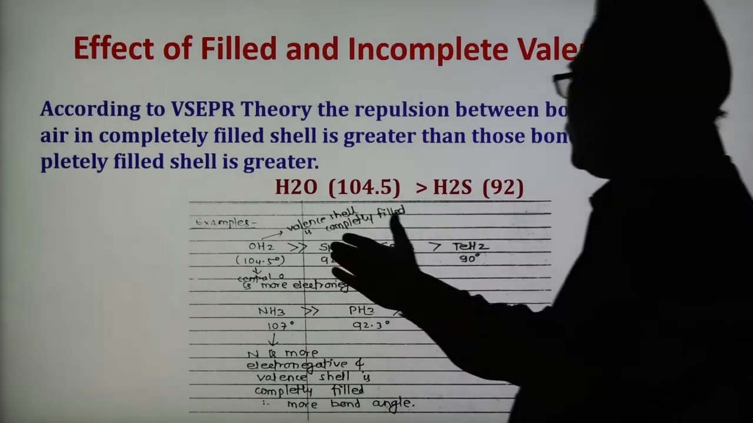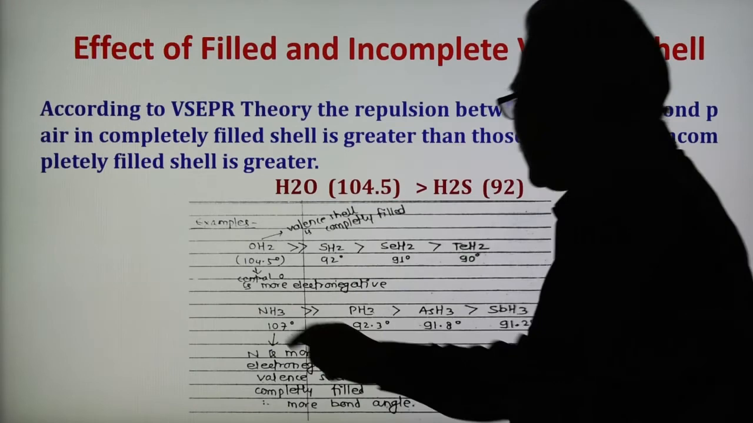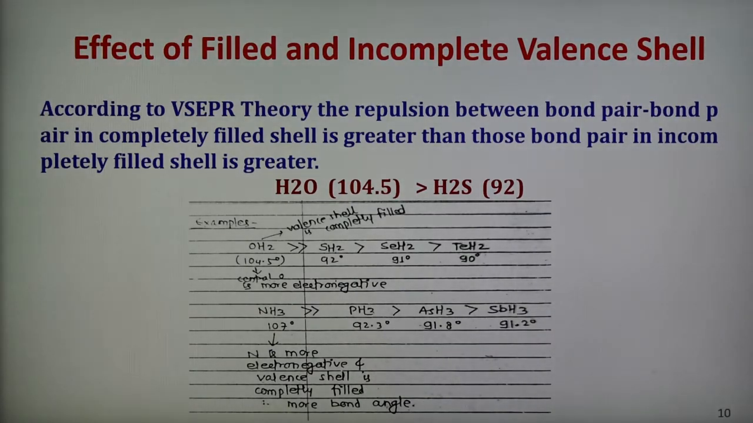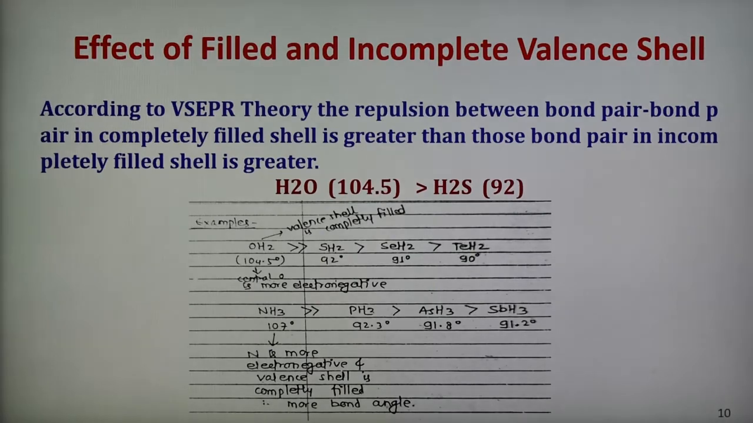Another similar example is given here: NH3, PH3, AsH3, SbH3. In this case, nitrogen is more electronegative, the valence shell is completely filled, and the bond angle is larger. So in this case also there is a larger bond angle. These are other examples of molecules that show a greater bond angle because of greater repulsion and also greater electronegativity of the central atom. So this is one example, and two to three examples are shown here.